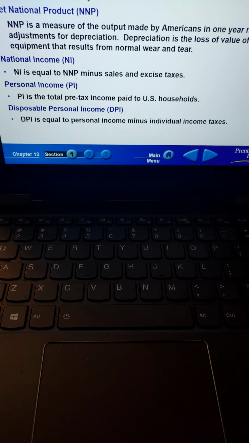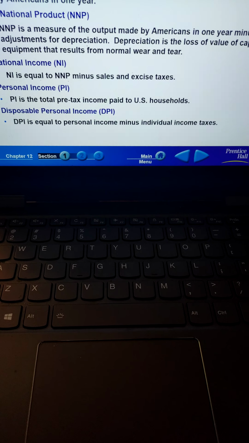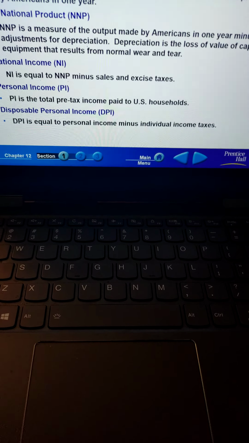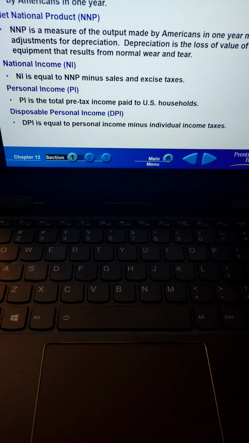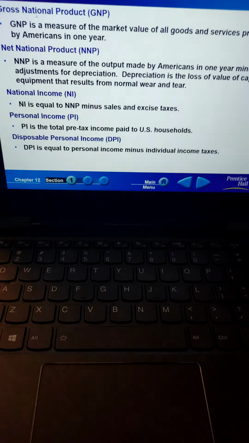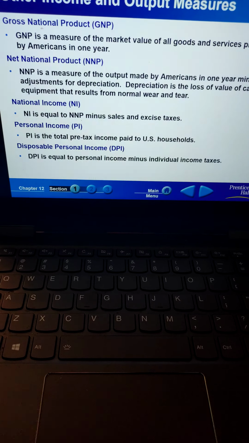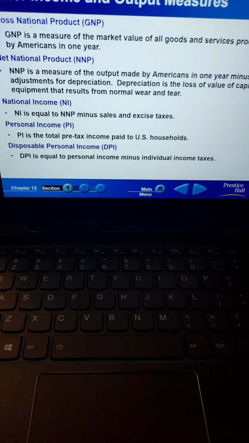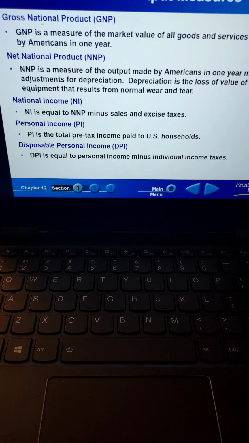And then national income is equivalent to the net national product minus sales and excise taxes, which, if you remember back in the earlier chapters, excise taxes are taxes on goods that are meant to be discouraged from buying, that are not seen as necessities, such as cigarettes and alcohol.